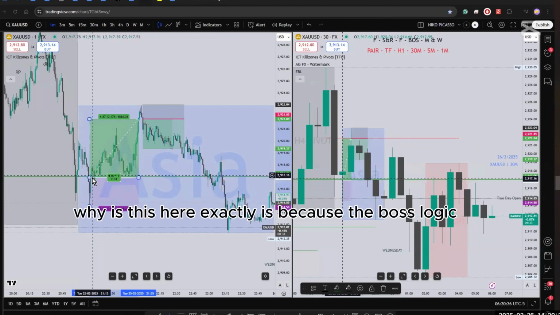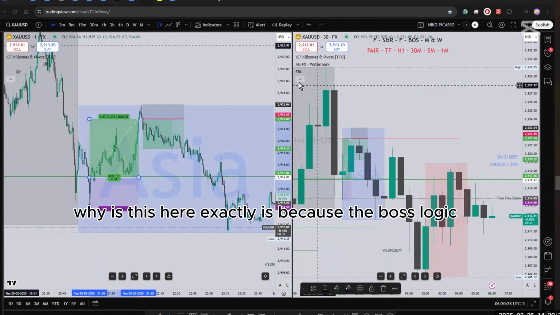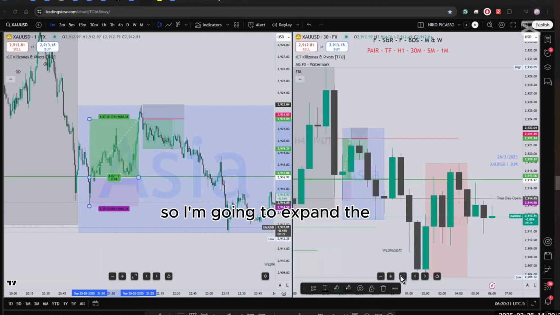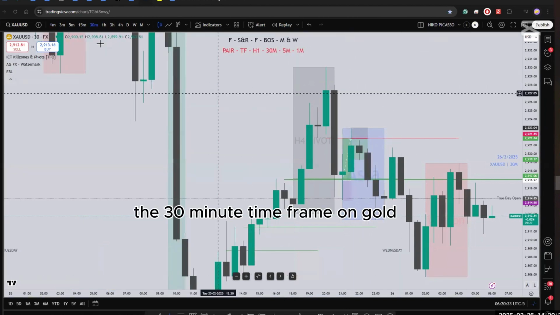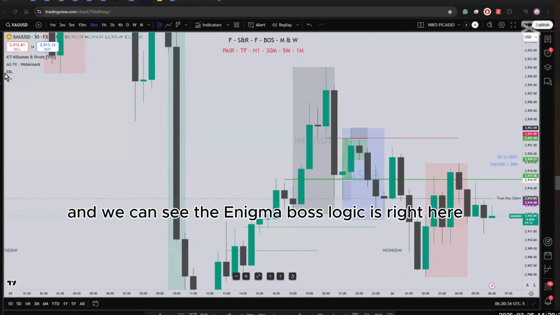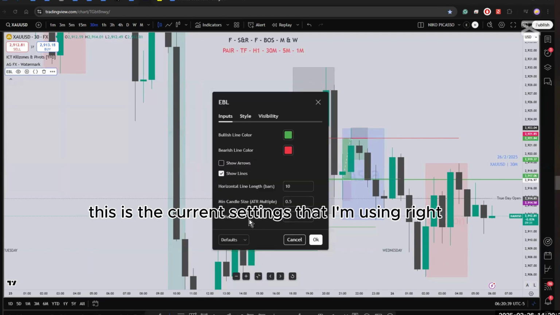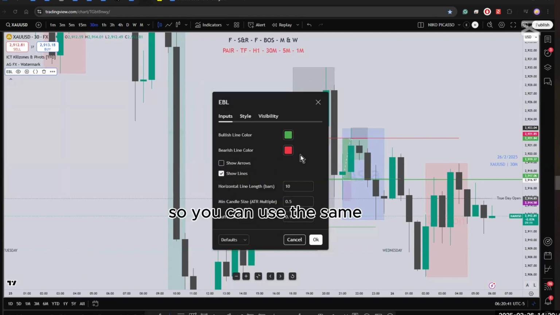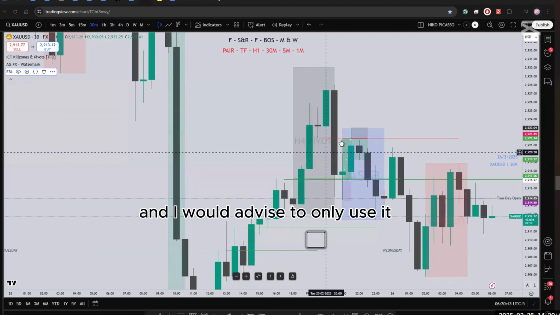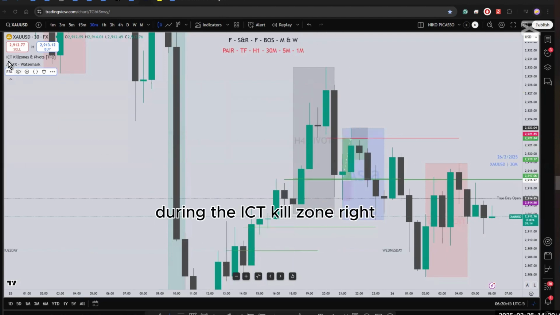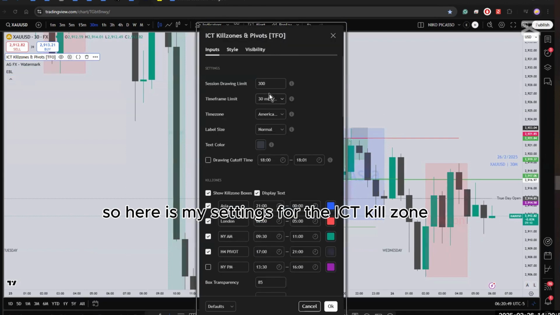Now, the logic. Why is this here exactly? Because of the boss logic. So I'm going to expand the 30-minute time frame on gold, and we can see the Enigma boss logic is right here. These are the current settings that I'm using, so you can use the same, and I would advise to only use it during the ICT kill zone. So here are my settings for the ICT kill zone.